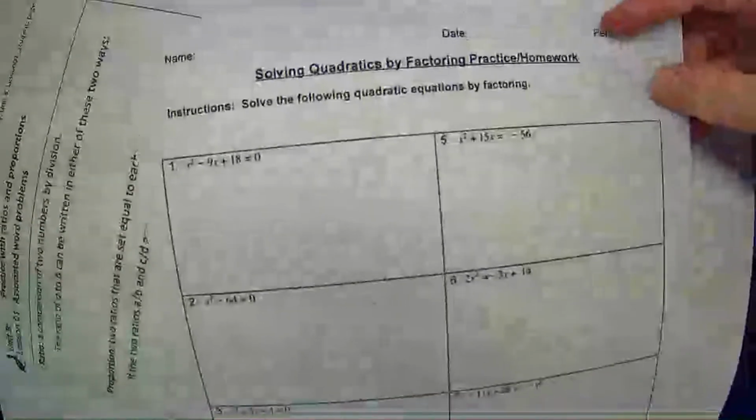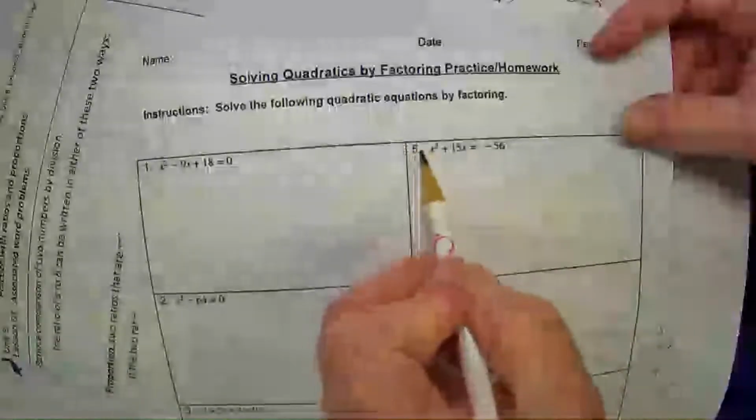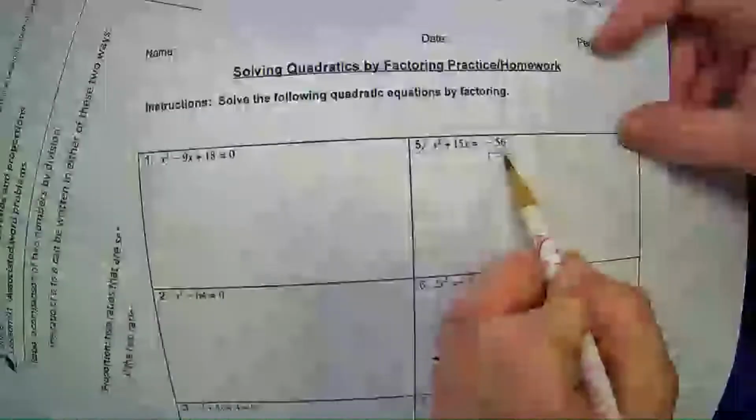Okay, so number 5, you need to set equal to 0. So you have to add 56 before you start doing anything. What do we have to do on number 6?